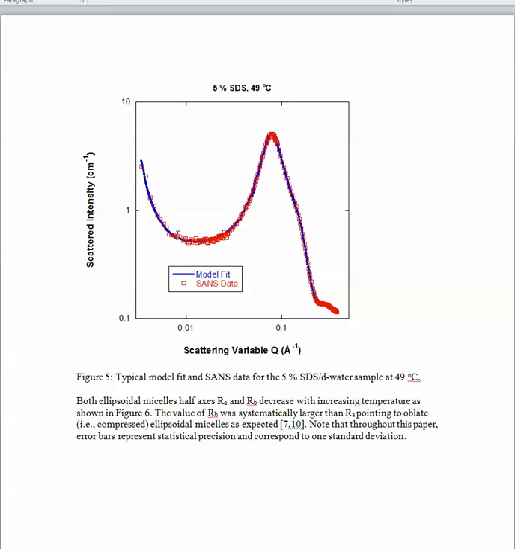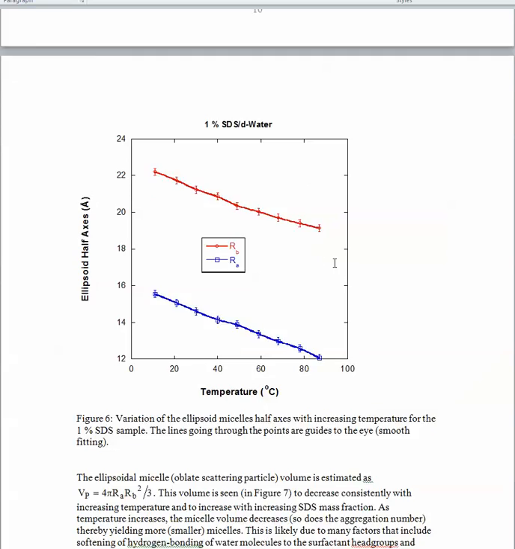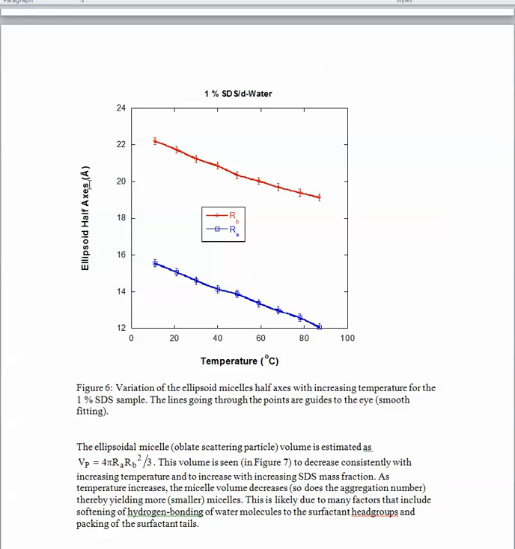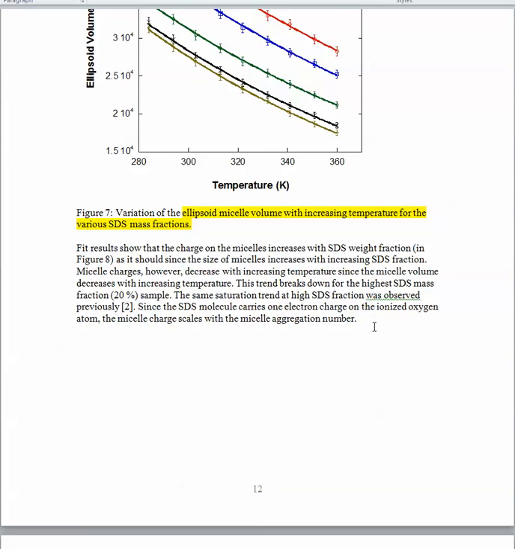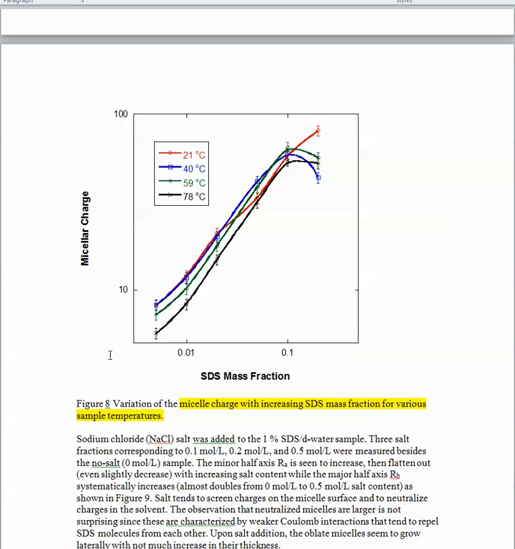We see the ellipsoidal, oblate ellipsoid micelles here. We see the low Q power law, and it looks like the fit is pretty good. We can get the half axes of the ellipsoid, RA and RB, and they go down with temperature. So in other words, the volume goes down with temperature for the various fractions, but it goes up with volume fraction at fixed temperature.